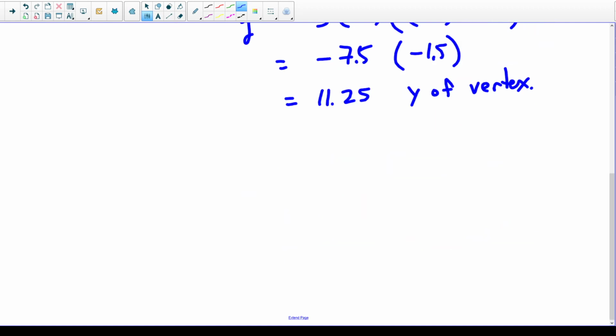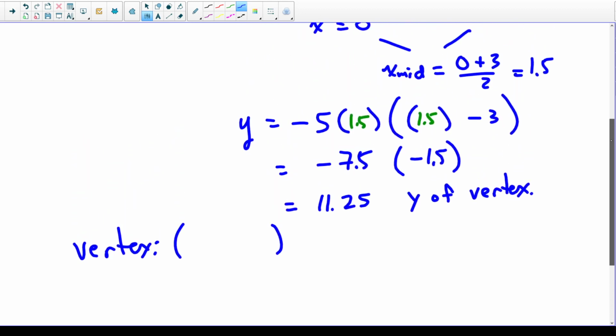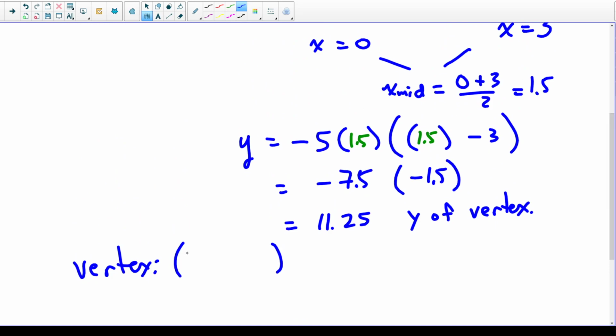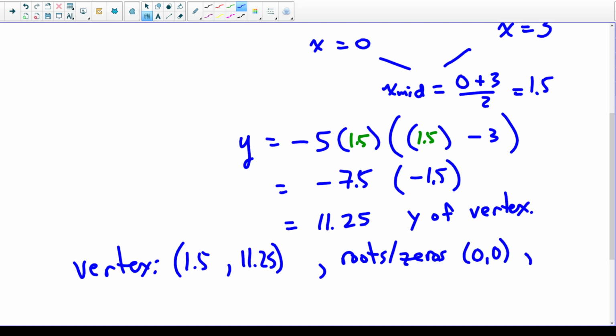So let's put all of our points together. We're going to summarize by saying our vertex is where? Well, what was the x value of the vertex? The x value of the vertex was the middle, which is 1.5. The y value of the vertex is 11.25. What are my roots or zeros? Those were our two numbers that we got here, which was 0 and 3. So the coordinates of those points are therefore 0, 0 and 3, 0.